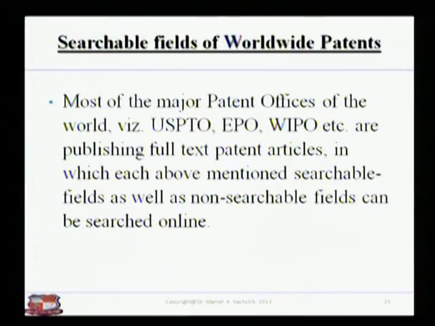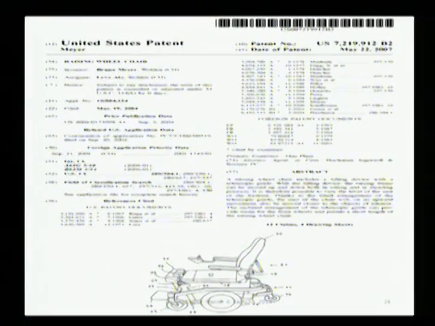These are some searchable fields of worldwide patents. Worldwide patents include the databases of the US Patent Office, that is USPTO, the European Patent Office, that is EPO, then WIPO, the World Intellectual Property Organization, etc. And there the searchable fields are a little bit more as compared to the non-searchable fields which are available in India. And how does an international patent look like?